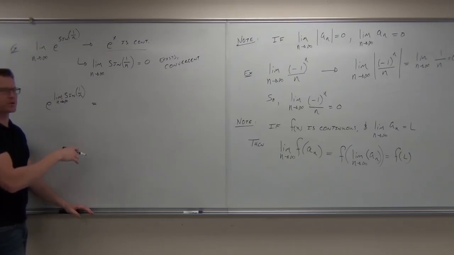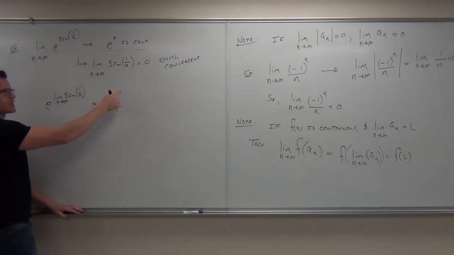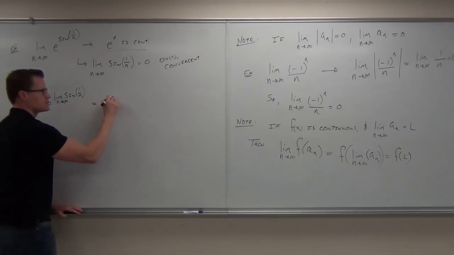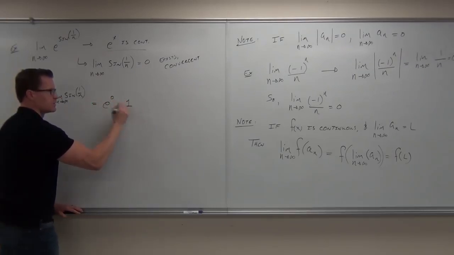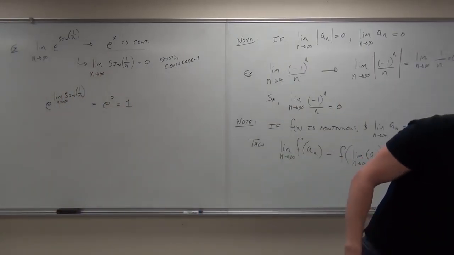Or basically, think about this. Look at the board here real quick. This limit is 0, right? Therefore, we would just have to plug this into the function. e to the 0. How much is e to the 0? 1. Isn't that rad? Kind of cool.